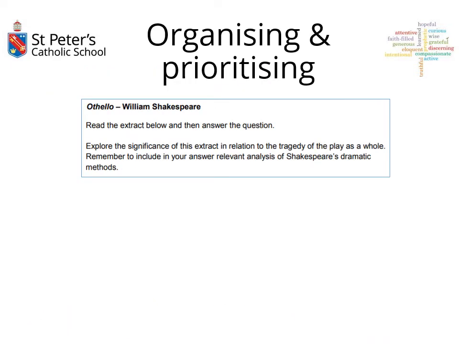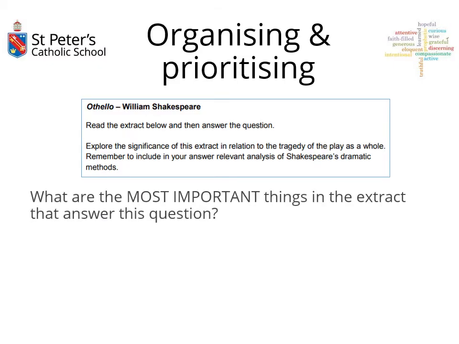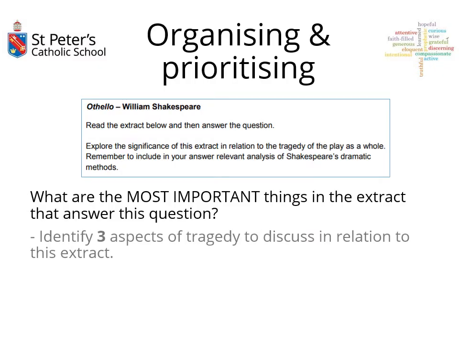So your question will always be this: explore the significance of this extract in relation to the tragedy of the play as a whole. Remember to include in your answer relevant analysis of Shakespeare's dramatic methods. So you need to go, what are the most important things in the extract that answers this question? There may be something brilliant in it that you can't easily link to the tragedy. I'd find that unlikely, but there might be. In that case, you're going to have to just brace yourself and let it go. You have to answer regarding the tragedy.